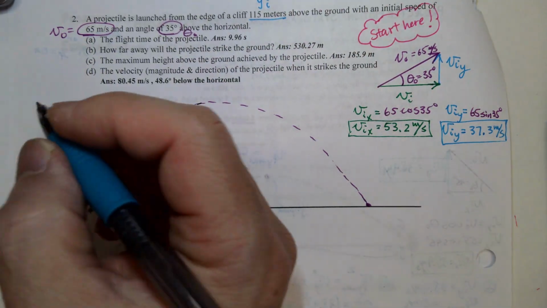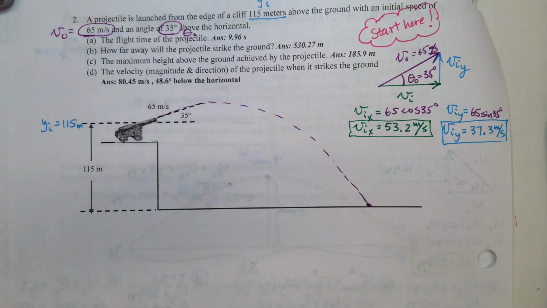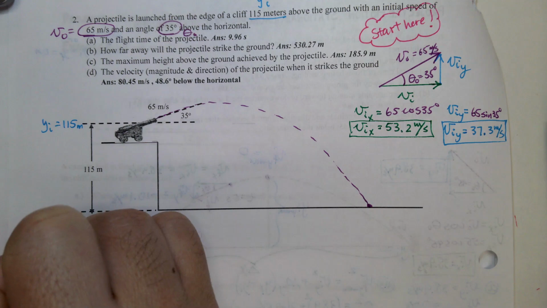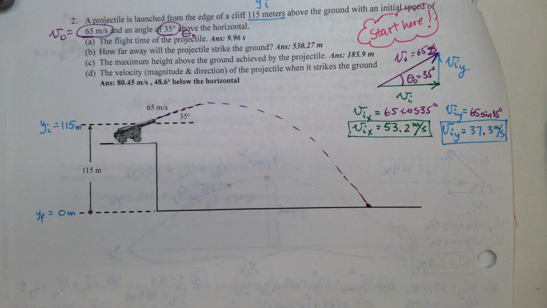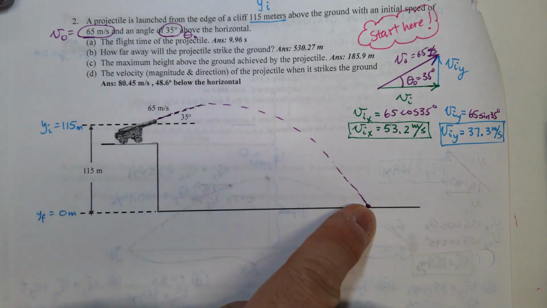Now I can say, okay, my Y initial happens to be 115 meters. My Y final is equal to 0 meters. And then part A says the flight time for the projectile. They want to know the total time it takes to go from here all the way down to here. They want T total, right?